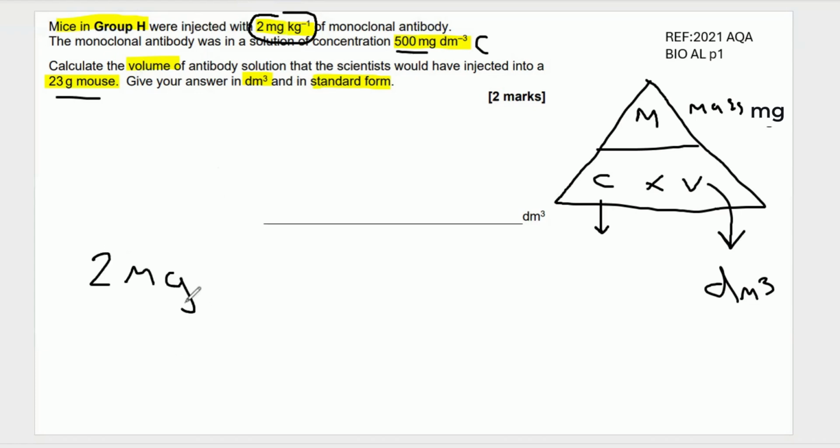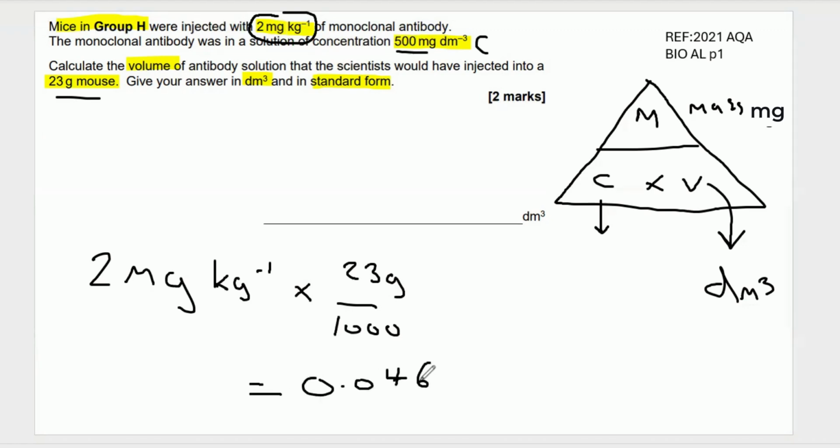So 2 times 23 over 1,000. And that gives me the mass of monoclonal antibody that we're giving to the mouse. And so that gives me M. So you need to do 23 over 1,000 times 2. And that's going to give us 0.046, and that's mg. So I'm going to have 0.046 milligrams, and that is my mass.